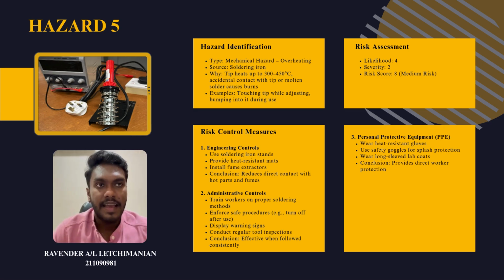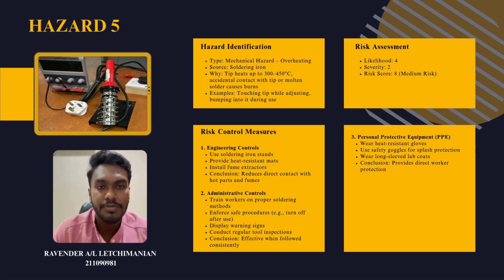I will now present hazard 5, related to soldering iron use. First, the hazard identified is a mechanical hazard due to overheating. The soldering iron tip can reach extremely high temperatures, between 300 to 450. Accidental contact with the tip or molten solder can cause serious burns, for example, when adjusting the iron or during unintentional bumps. In the risk assessment, the likelihood of this occurring is rated 4 and the severity is 2, giving a risk rating of 8, which is categorized as medium.